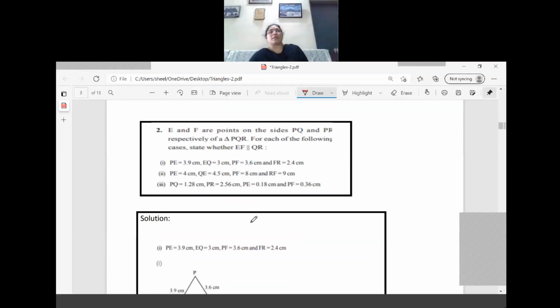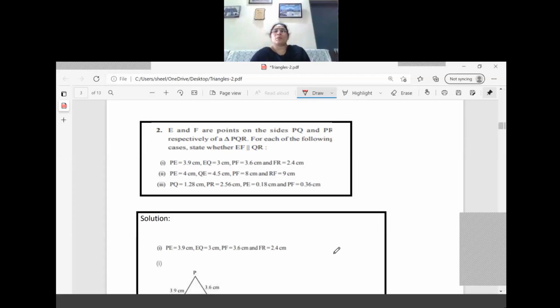Now the second question. E and F are points on the sides PQ and PR of the triangle PQR. For each of the following, state whether EF is parallel to QR, right? So three questions are given, just values are given, the diagram is not given there. So PE equals 3.9 in the first question, EQ equals 3, PF equals 3.6, FR equals 2.4.